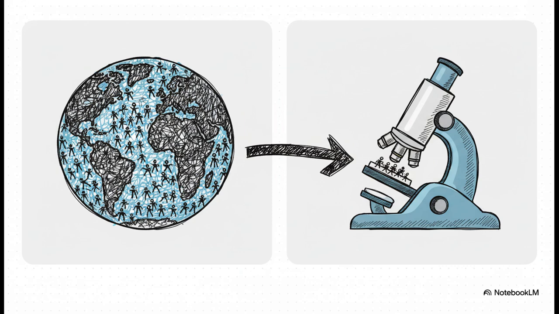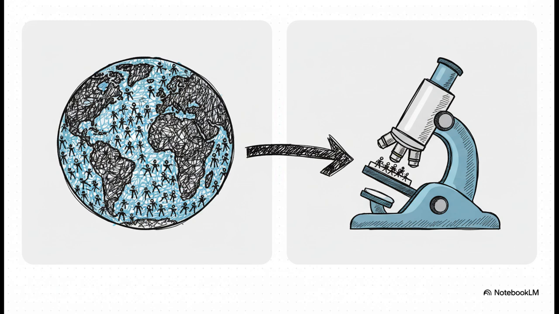Okay, this slide right here, this is the most critical distinction in the whole course. You have to know the difference. Are you talking about everyone, like all students at UNISA? That's your population. Or are you talking about a smaller group you actually talk to? Maybe 100 students. That's your sample.